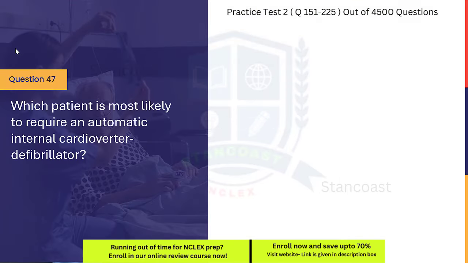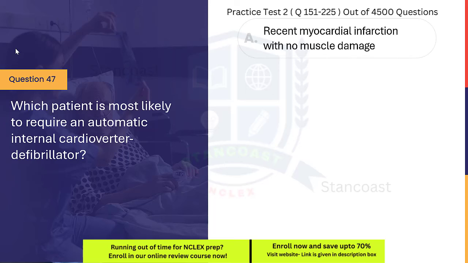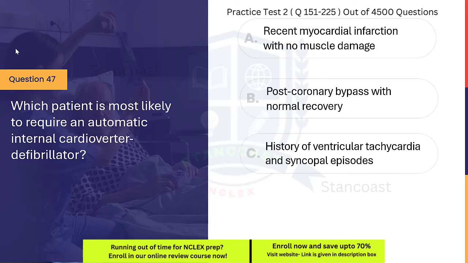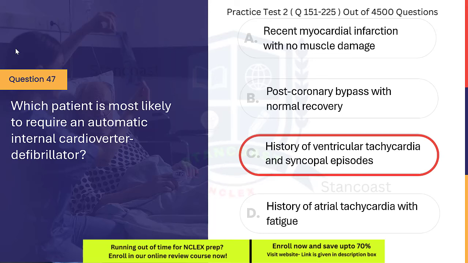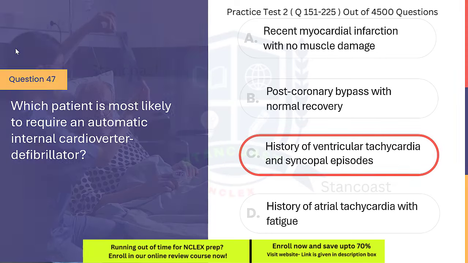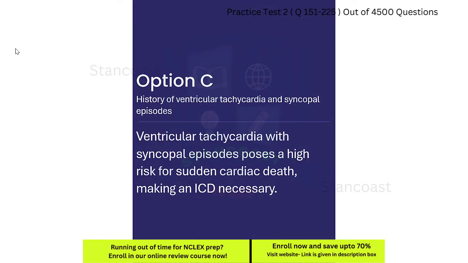Next up, which patient is most likely to require an automatic internal cardioverter defibrillator? A. Recent myocardial infarction with no muscle damage. B. Post-coronary bypass with normal recovery. C. History of ventricular tachycardia and syncopal episodes. D. History of atrial tachycardia with fatigue. Consider the patients at highest risk for sudden cardiac death. The correct answer is C. History of ventricular tachycardia and syncopal episodes. Ventricular tachycardia with syncopal episodes poses a high risk for sudden cardiac death, making an automatic internal cardioverter defibrillator necessary.